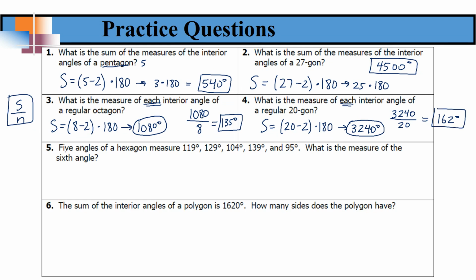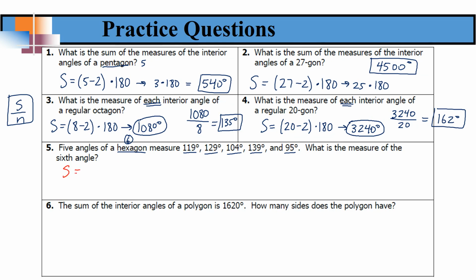Okay, let's look at number 5. Number 5 says that there are 5 angles of a hexagon, and they give us some of their measures, right? 119, 129, 104, 139, 95. Now you'll notice a hexagon has 6 sides and 6 angles. They only give us the measures for 5 of them, and it asks what is the measure of the 6th angle. Well, first thing we should probably figure out is what should the 6 angles in a hexagon add up to?